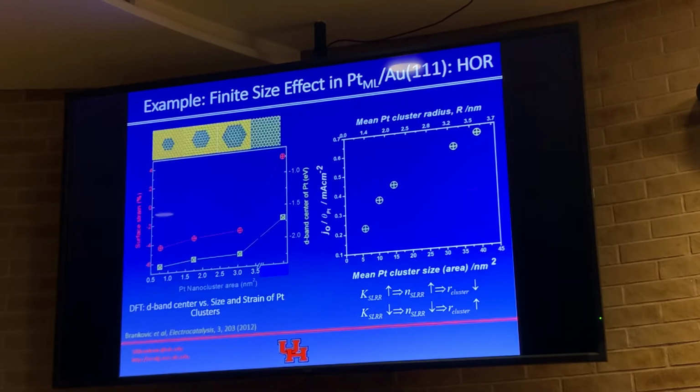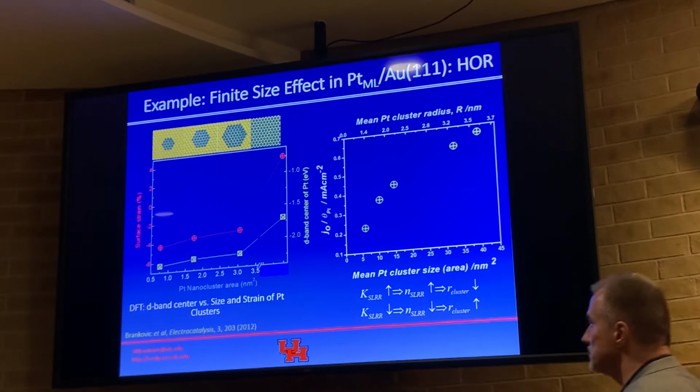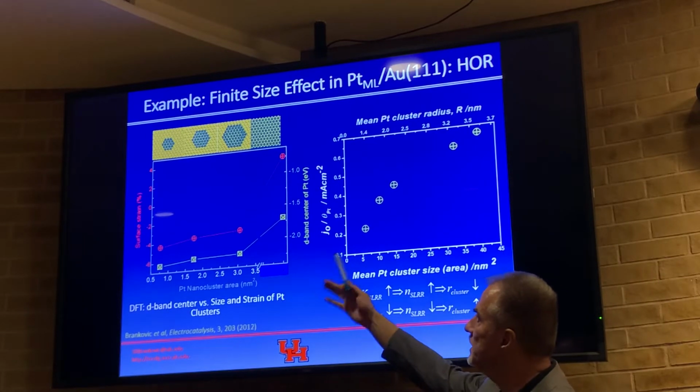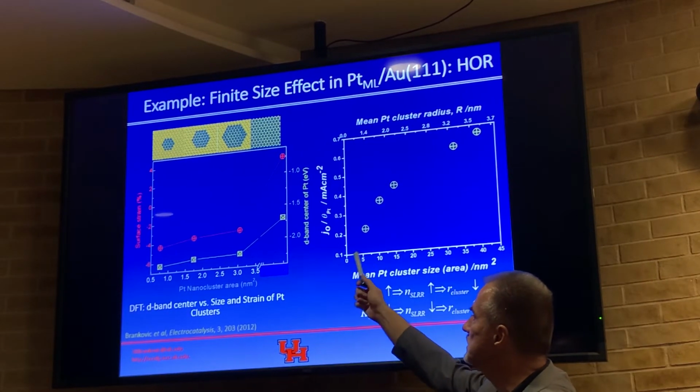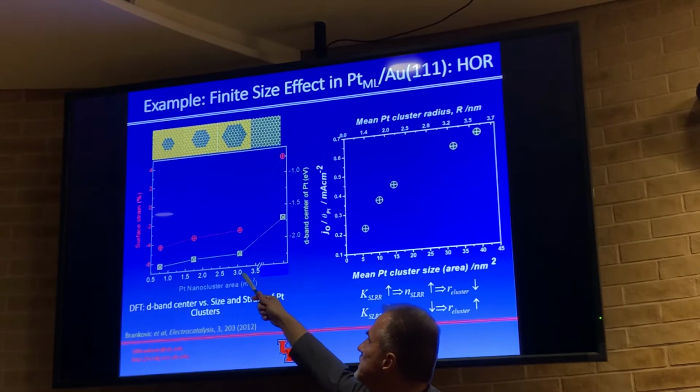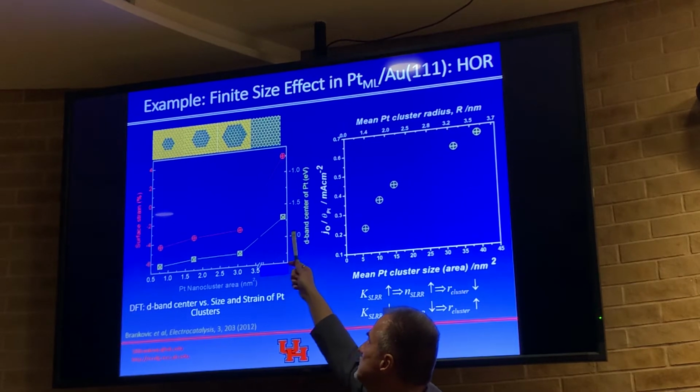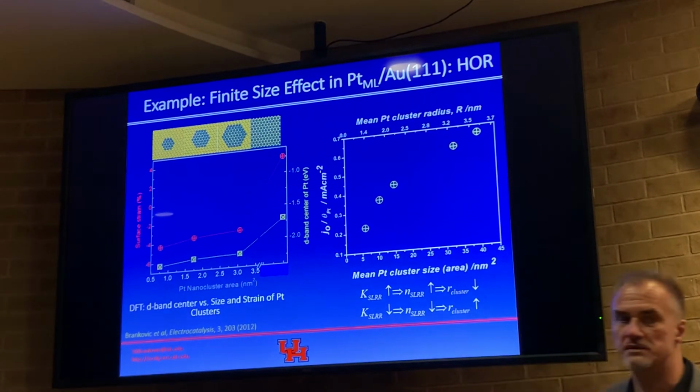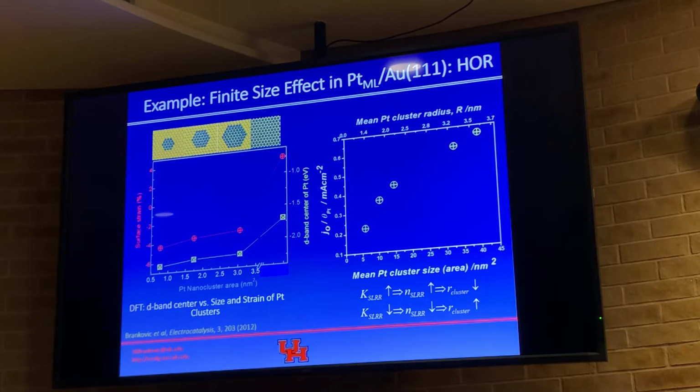And so then, if you look at some DFT stuff, although DFT is done for really small clusters, which are not realistic, you can see that the surface strain, which is meant to be measurable strain in these clusters, follows basically the shift in the d-band. Okay, so bigger clusters supposedly are more active because the d-band goes up towards the Fermi level.